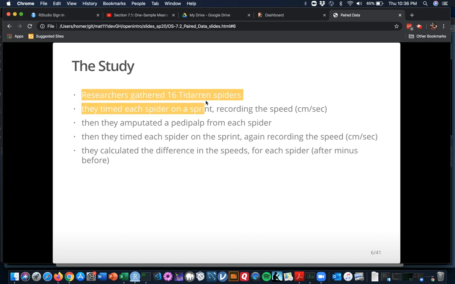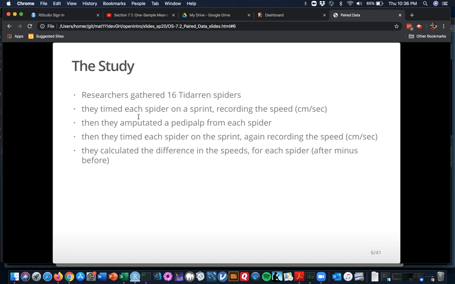And so they gathered 16 Tadaran spiders. You can think of them as a random sample from the population of all Tadaran spiders of size 16. And they took each spider and they timed the spider on a little sprint across a couple of meters. I don't know how they got the spider to sprint. Did they drag some food along in front of it and have it chase the food? Or did they somehow scare the spider and get it to run? I don't know. But biologists are good at getting these things done in a lab, and they recorded the speed of the spider in centimeters per second.